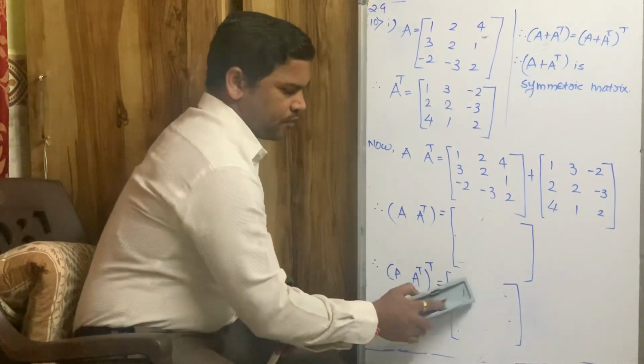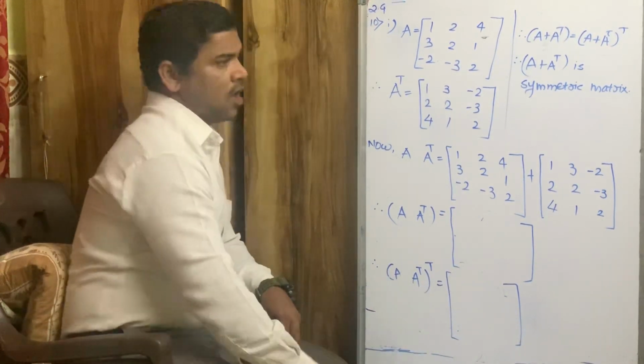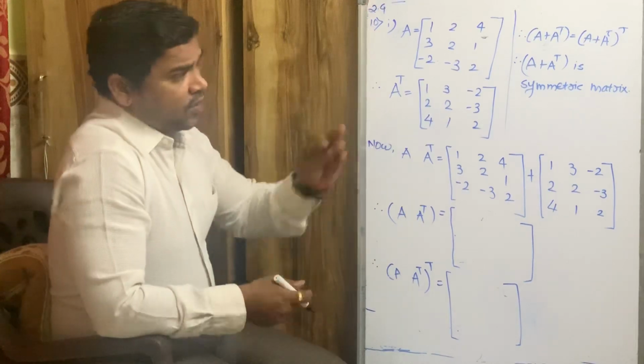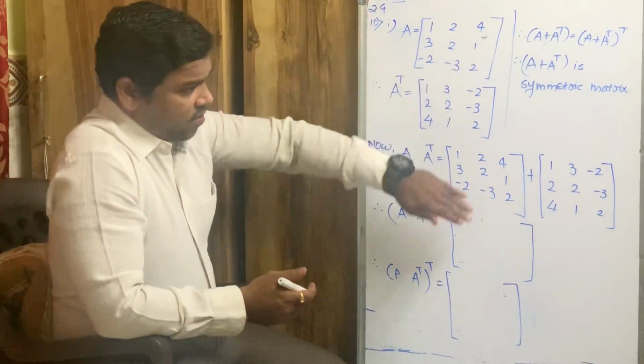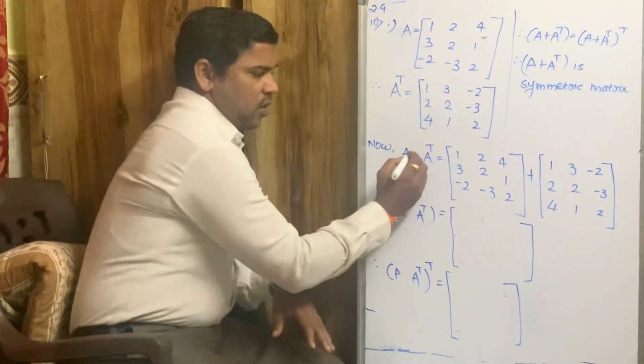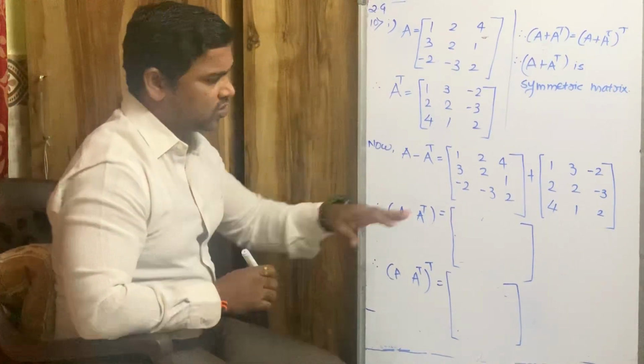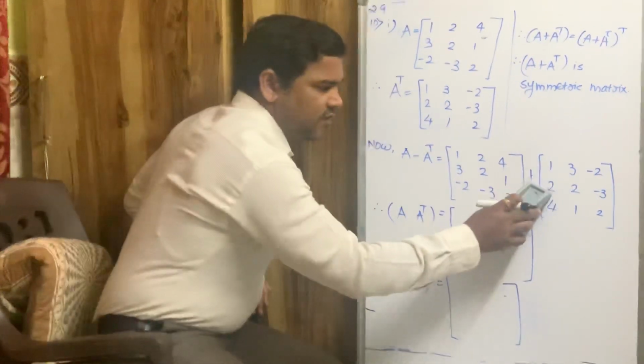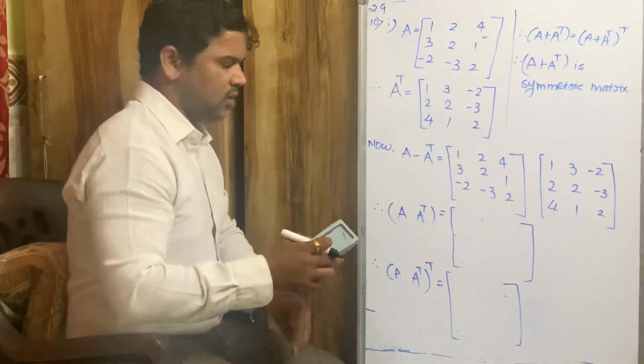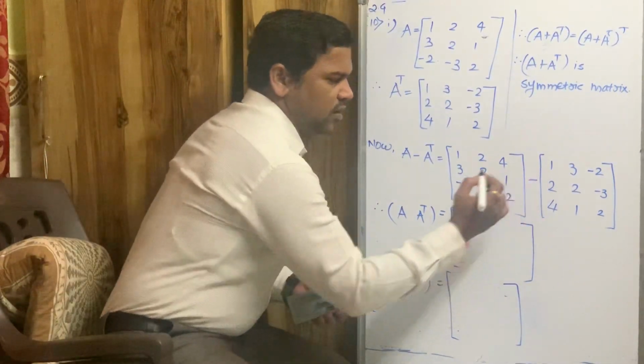Very simple one. After getting that A plus A transpose is symmetric, below that you start like this. Now A minus A transpose is equal to, this is A. Now here we want subtraction. So A minus A transpose. So here it is minus, subtraction.